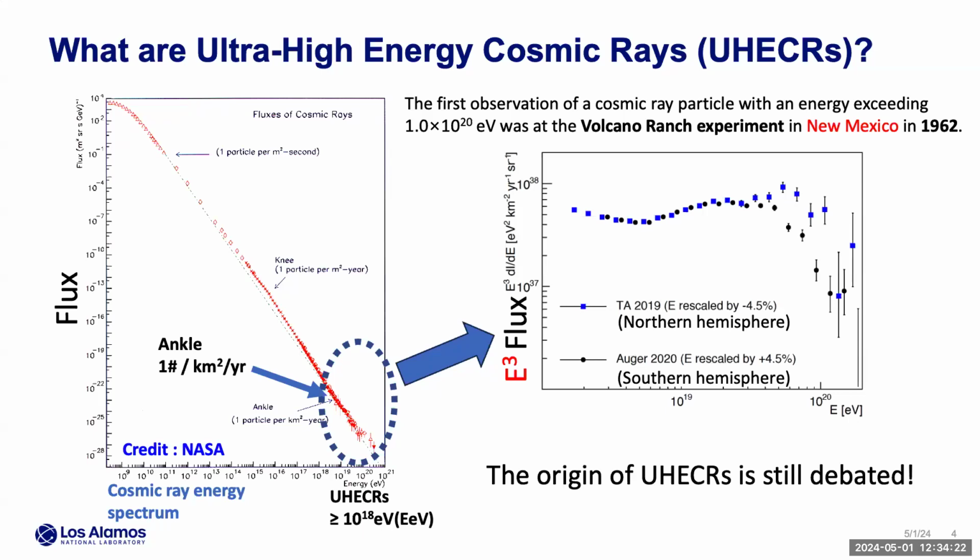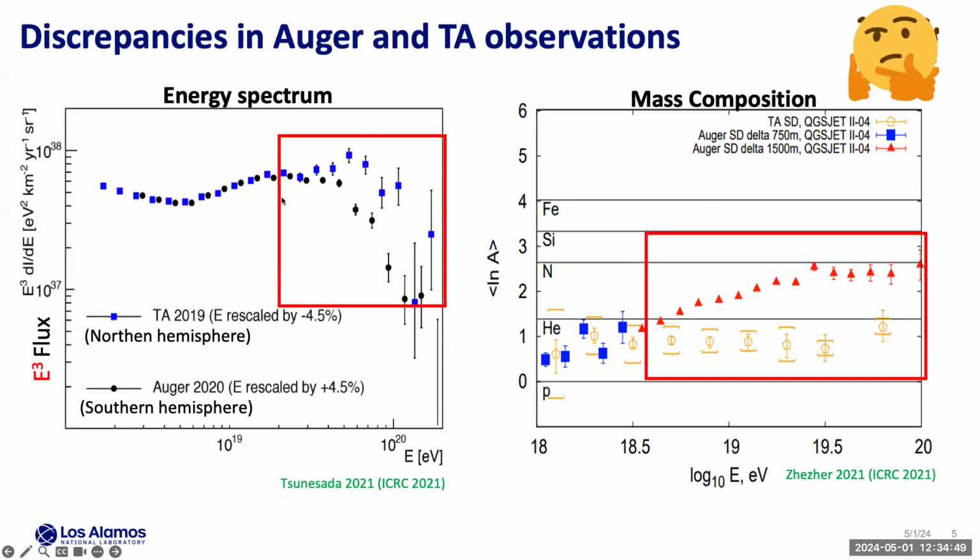So there are two observatories of ultra high energy cosmic rays. One is TA, the Telescope Array, located in the state of Utah. They observe the northern hemisphere. And one is the Auger Observatory, located in Argentina, and they observe the southern hemisphere. And an interesting part is that the origin of ultra high energy cosmic rays is still debated. And here is another interesting part. The observational data has discrepancies between these two observatories.